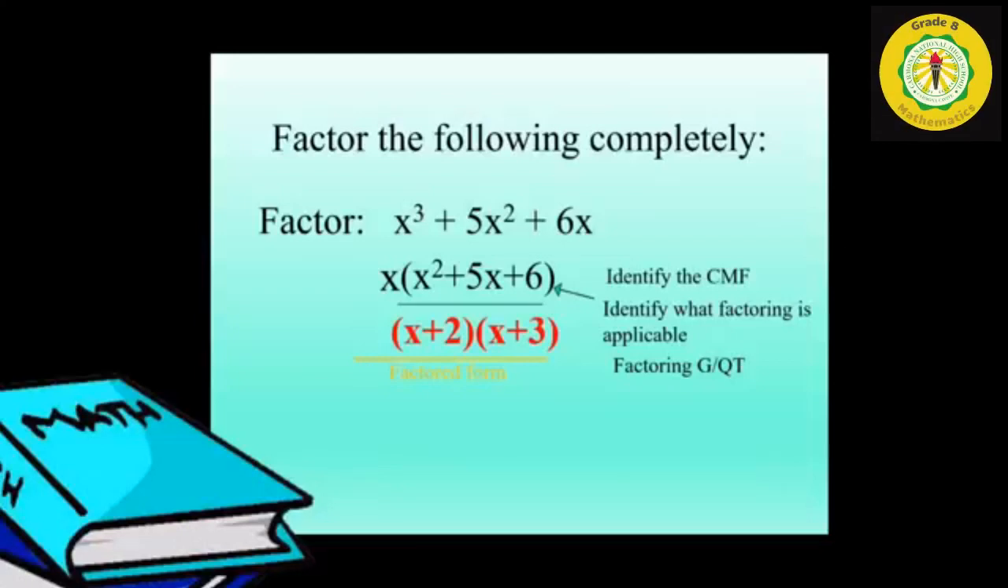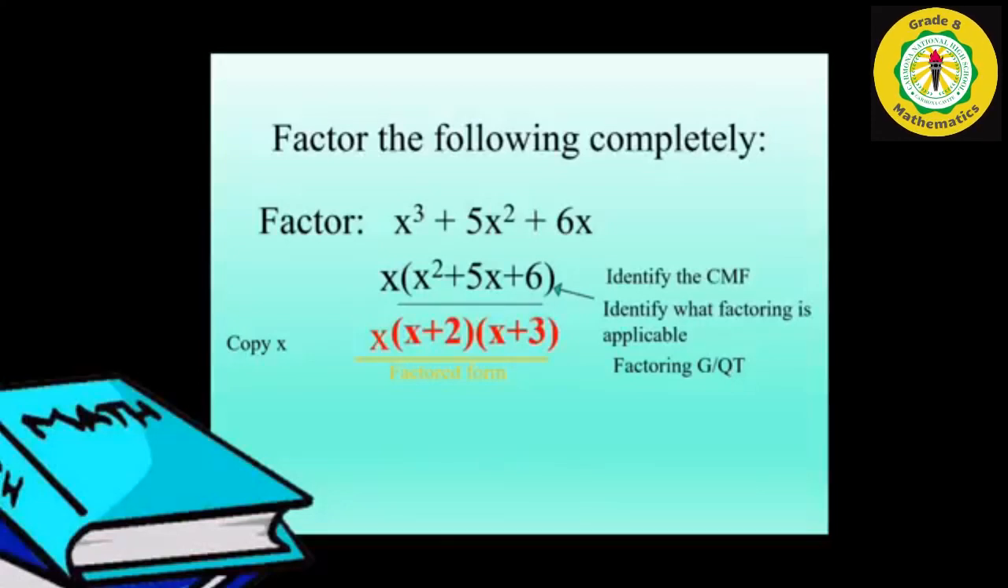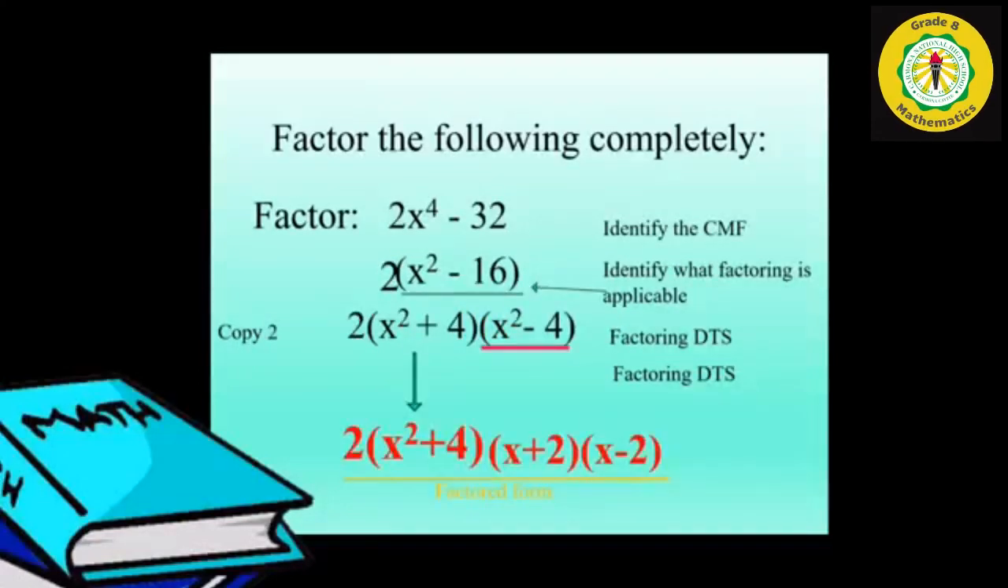So we can come up with x plus 2 times the quantity of x plus 3, and then we just only need to copy x. Next example, we have 2x raised to the 4th power minus 32. Our first step is to get the GCF if possible. Since we have 2 and 32 here, we all know that the GCF is 2. So that's why we come up with 2 times the quantity of x squared minus 16.